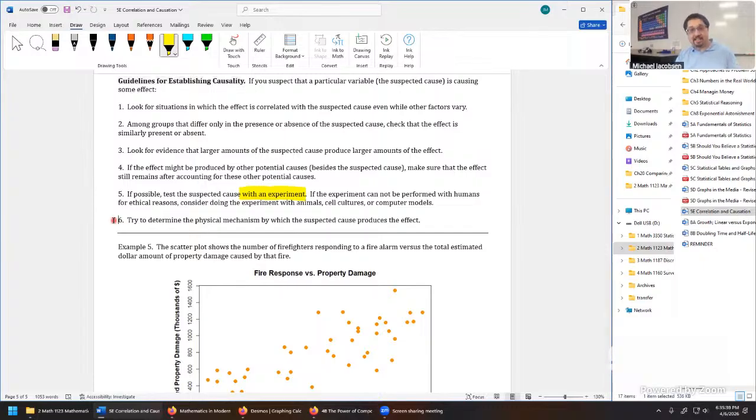So again, that's our 6 guidelines. And the purpose of these is just to think a little bit more about cause and effect, how it's established, and the rules in the next example. Any questions whatsoever about those 6 guidelines?